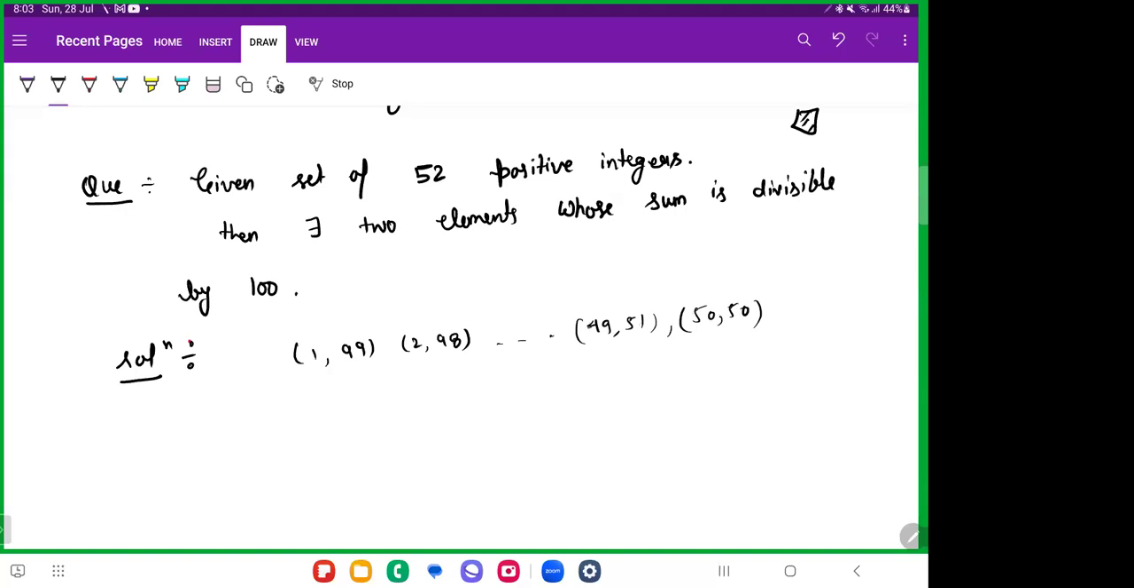So you have 50 classes, right? In this way, you are getting 50 classes. Yes. So if we select 52, then one box would be containing two numbers, so we can use PHP here, and it should be 51, I think.